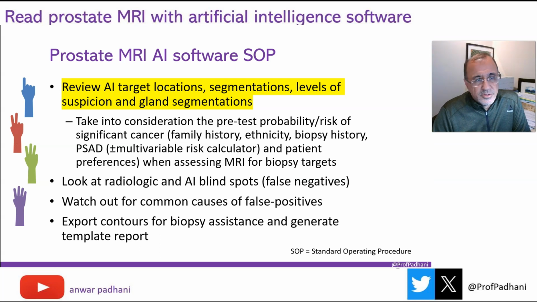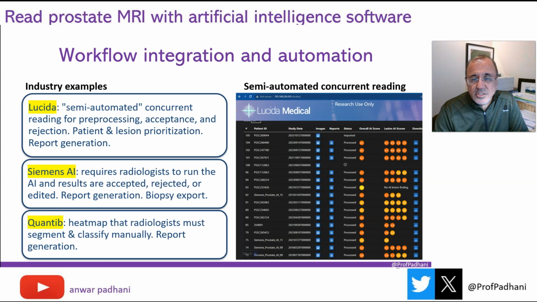Well, the first thing to do is to review all the AI-defined target locations, its segmentations, the level of suspicion of each lesion, and of course the entire glandular segmentations. And basically there are 3 pieces of software that I am familiar with, and these are outlined over here. The Lucidus software is the one I've mentioned first. I like this one because it's semi-automated.